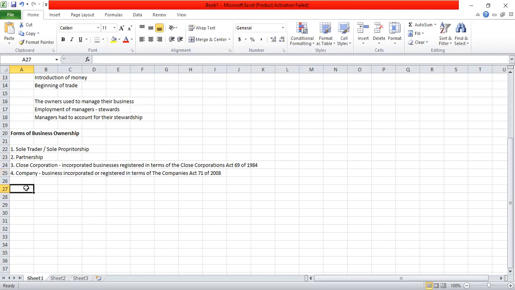Right, for our module, we'll mainly be dealing with the accounting for sole traders. For our module, we will only be dealing with accounting for sole traders. We don't do the accounting for partnerships, close corporations, and companies. So we only do these 3 that I've mentioned there. All right.